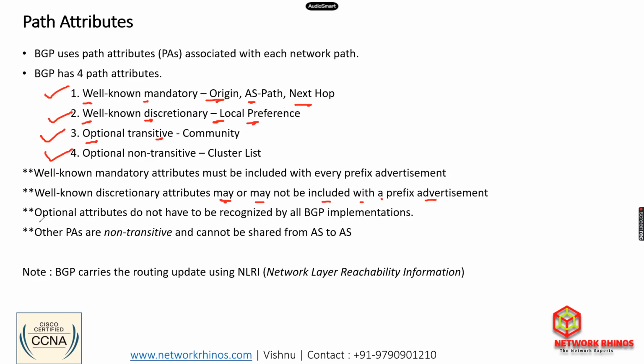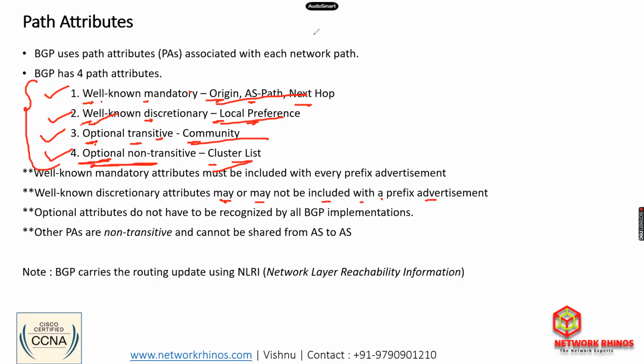Optional transitive means my BGP enabled routers may or may not be aware of this attribute, which is called community, but it can be sent to my neighbors. Non-transitive means this attribute may not be known by all my BGP enabled routers, and it also cannot be sent to my neighbors. For example, cluster list. The actual attributes are these only. We are grouping them into 4 categories: well-known mandatory, well-known discretionary, optional transitive, and optional non-transitive.